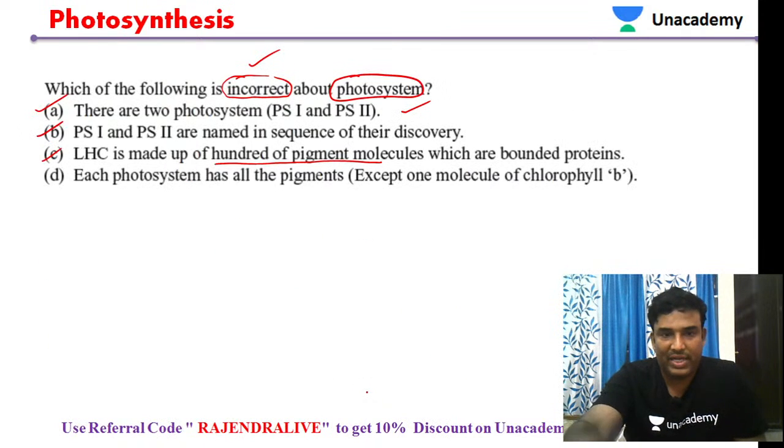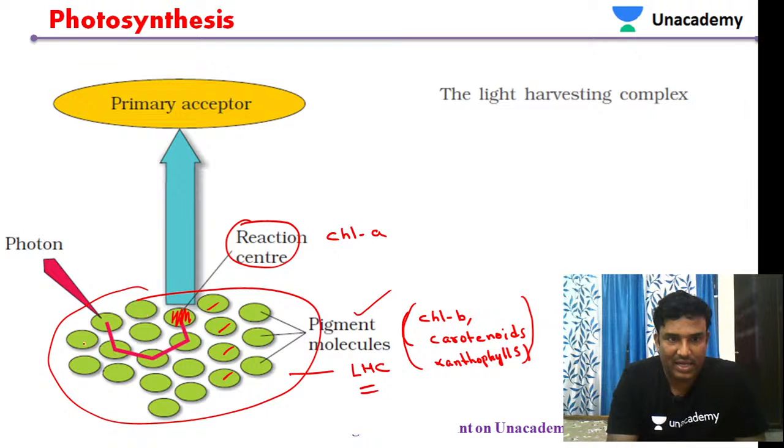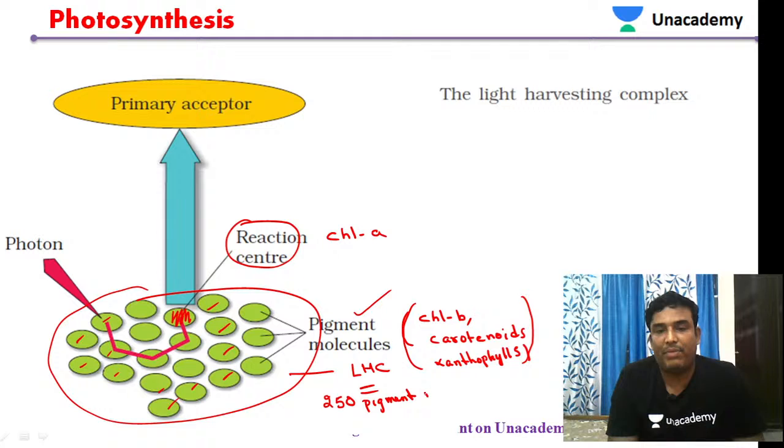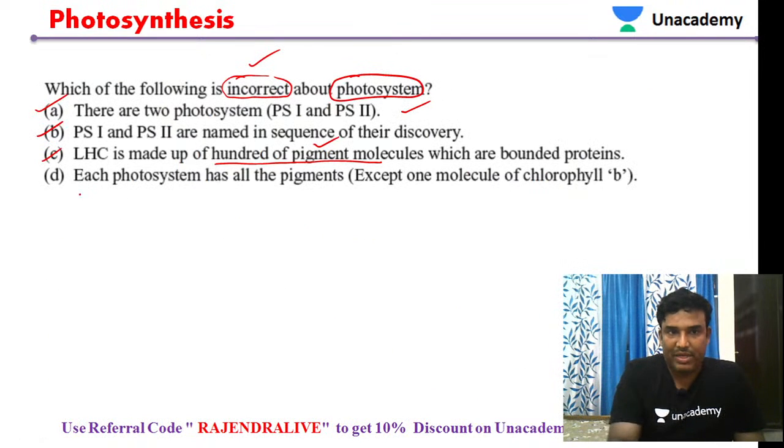Based on that, let us see this question. Light harvesting complex is made up of hundreds of pigment molecules. It is a right statement. You can see several pigment molecules are present. More than 250 pigment molecules, a minimum of 250, will be present in the light harvesting complex. So statement C is also a right statement. But the question is asking for the incorrect statement.